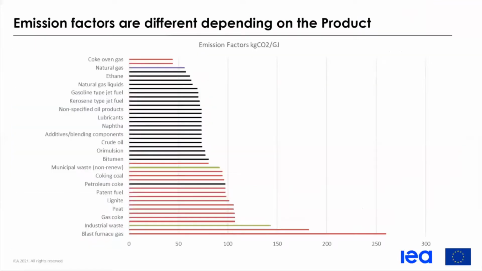It is also important to note that various fuels have different emission factors. For example, as you can see on the graph, combustion of a unit of a carbon-intense fuel such as blast furnace gas corresponds to around 5 times the CO2 emissions compared to when the same amount of natural gas is combusted.